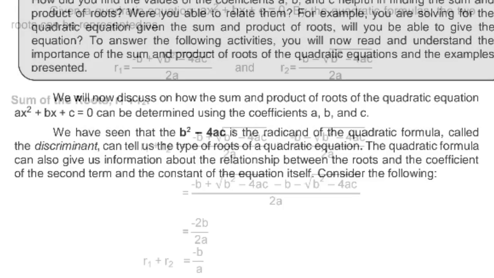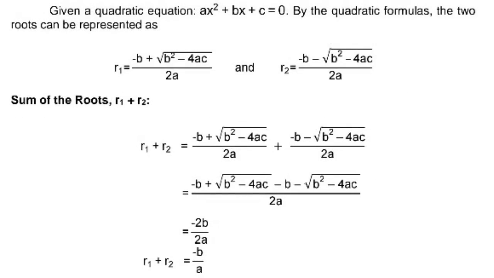Consider the following. Given a quadratic equation ax squared plus bx plus c equals 0, by the quadratic formula, the two roots can be represented as r sub 1 equals negative b plus square root of b squared minus 4ac over 2a, and r sub 2 equals negative b minus square root of b squared minus 4ac over 2a.